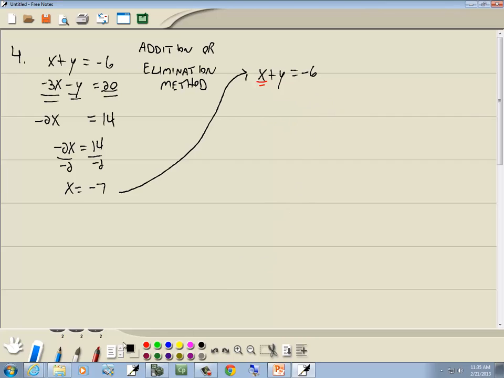Let me just start over with that. We just said x was equal to negative 7. I didn't carry the negative down on 6 there. So I take negative 7 over, and it becomes a positive 7, and we get y is equal to 1. Which gives us negative 7 and 1. And that's our answer.